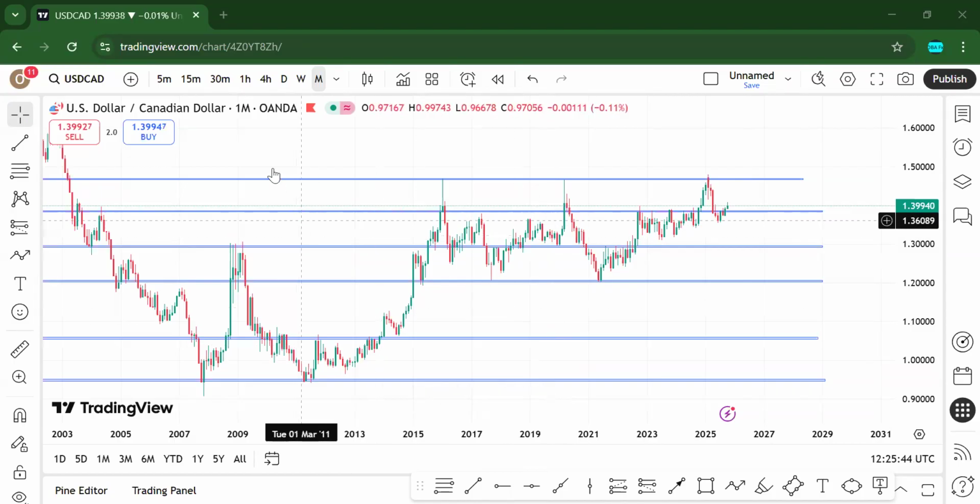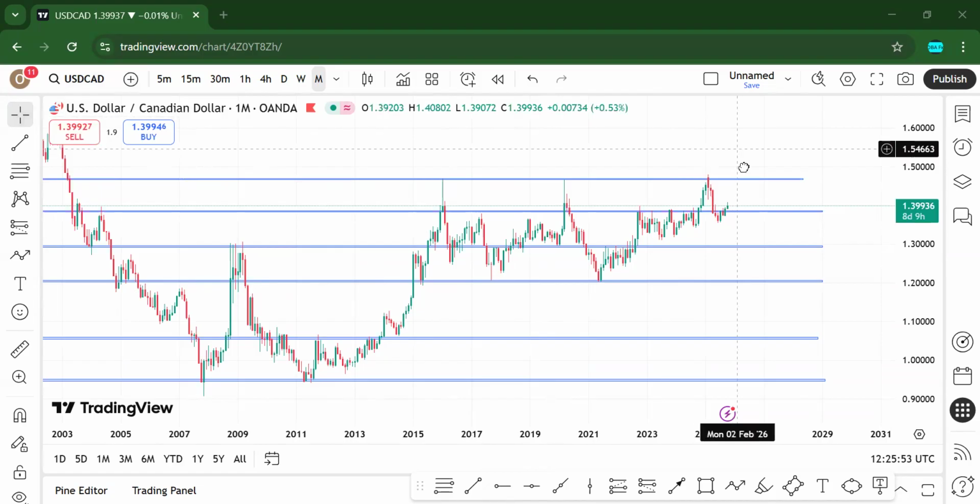And today we're going to be looking at the US dollar paired against the Canadian dollar, USDCAD for short. So without wasting much time, let's get to it.